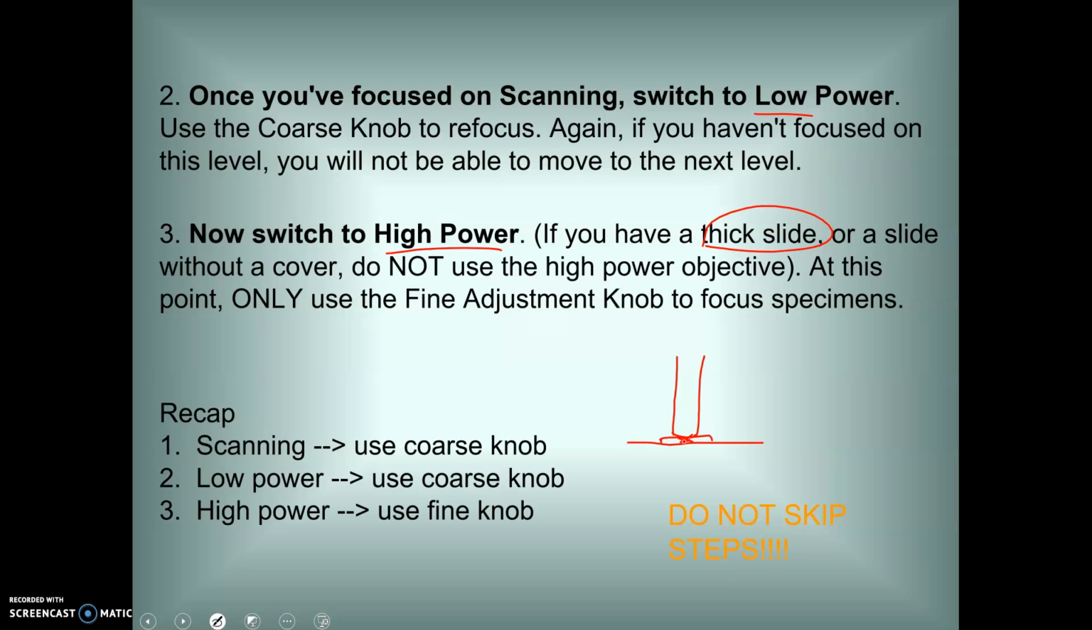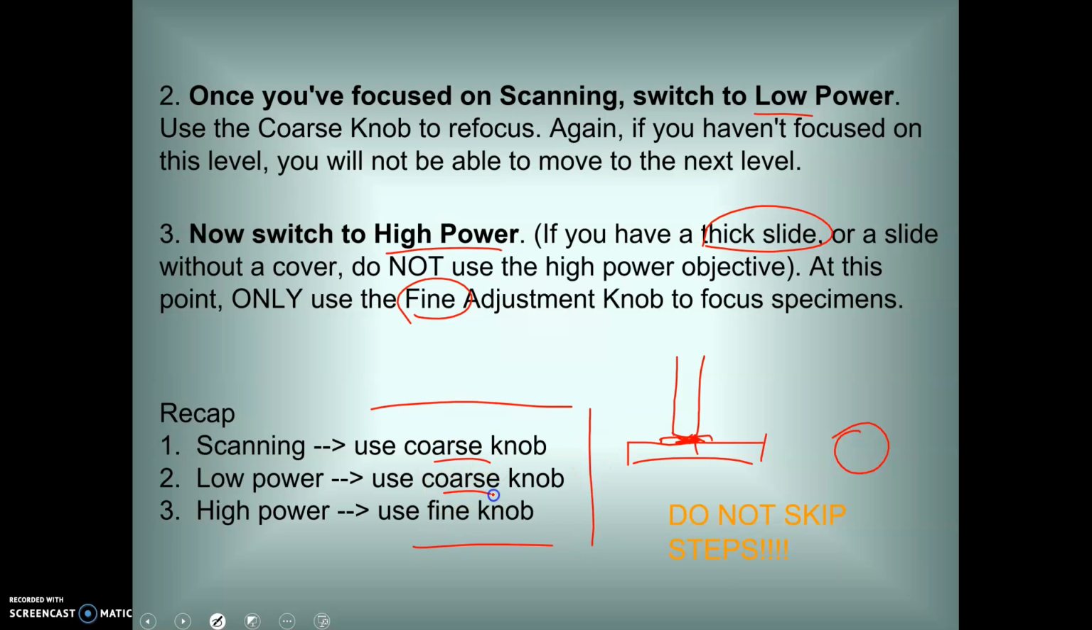But if you have a thin slide, you can go ahead and switch to high power, but you never, ever, ever want to use the coarse adjustment. You want to only use the fine adjustment. Because again, if you turn that really big coarse adjustment knob, it's going to move the stage very quickly. And without realizing it, because you're looking through the eyepiece, this stage is going to get too close and you're literally going to crush the slide. You're going to have a bunch of broken glass. So be really careful.